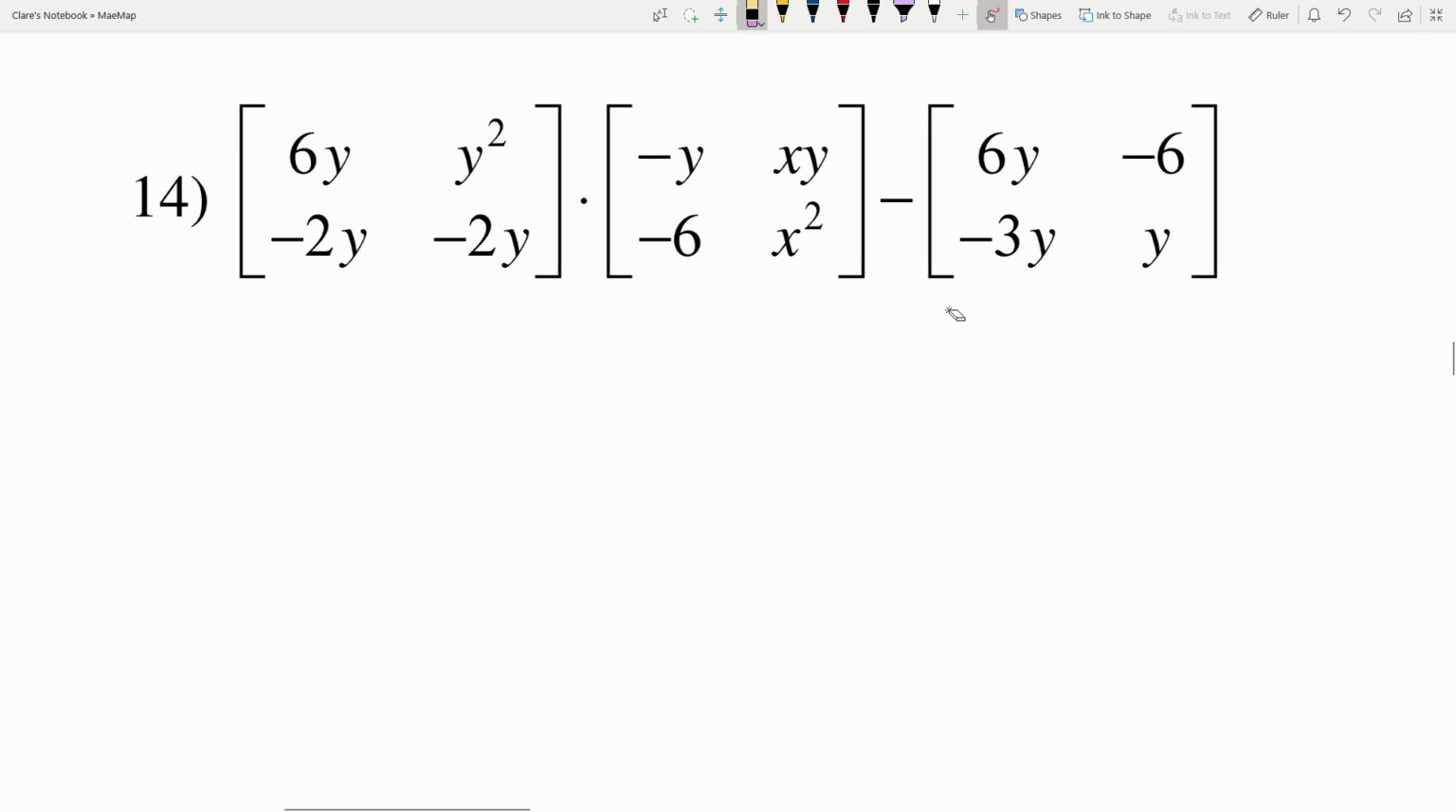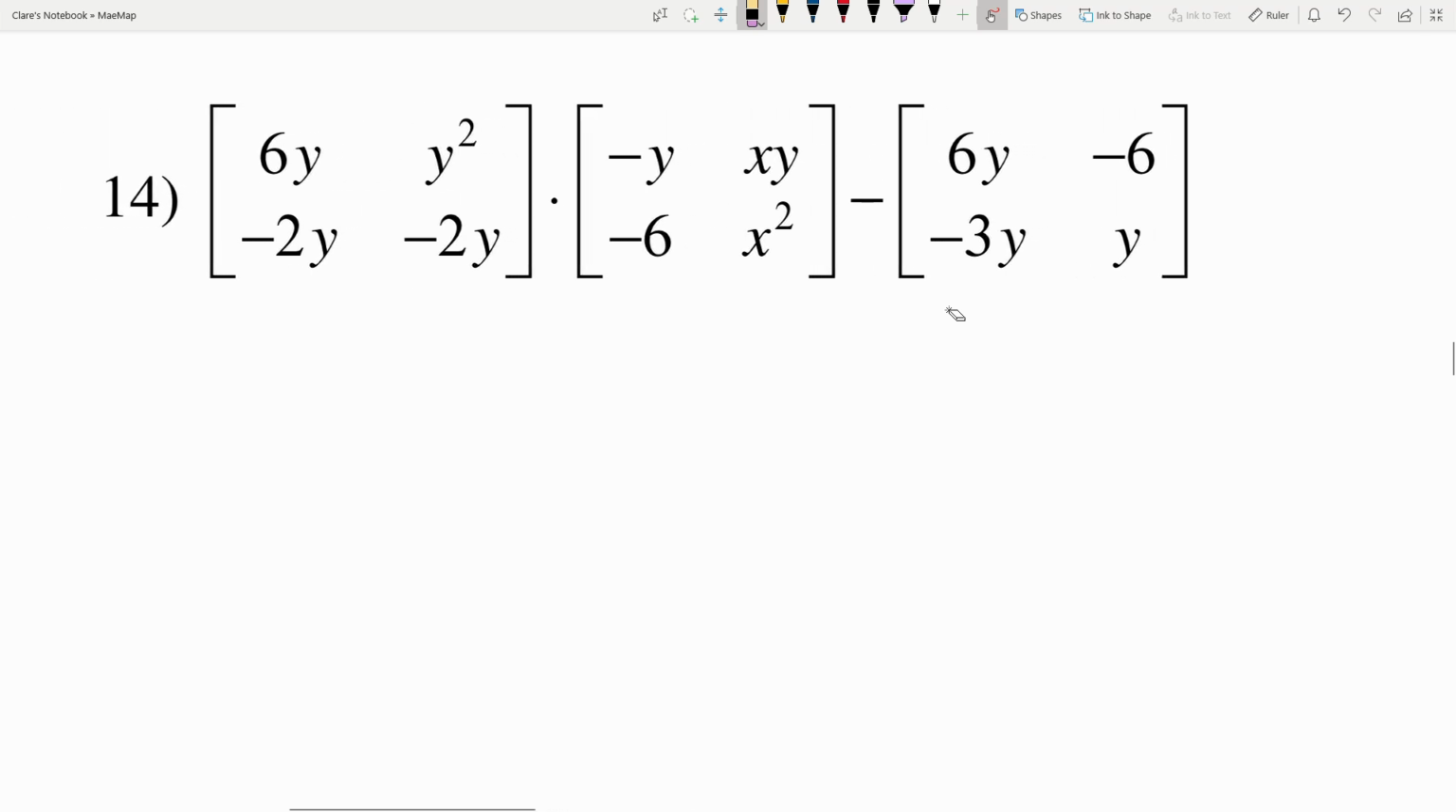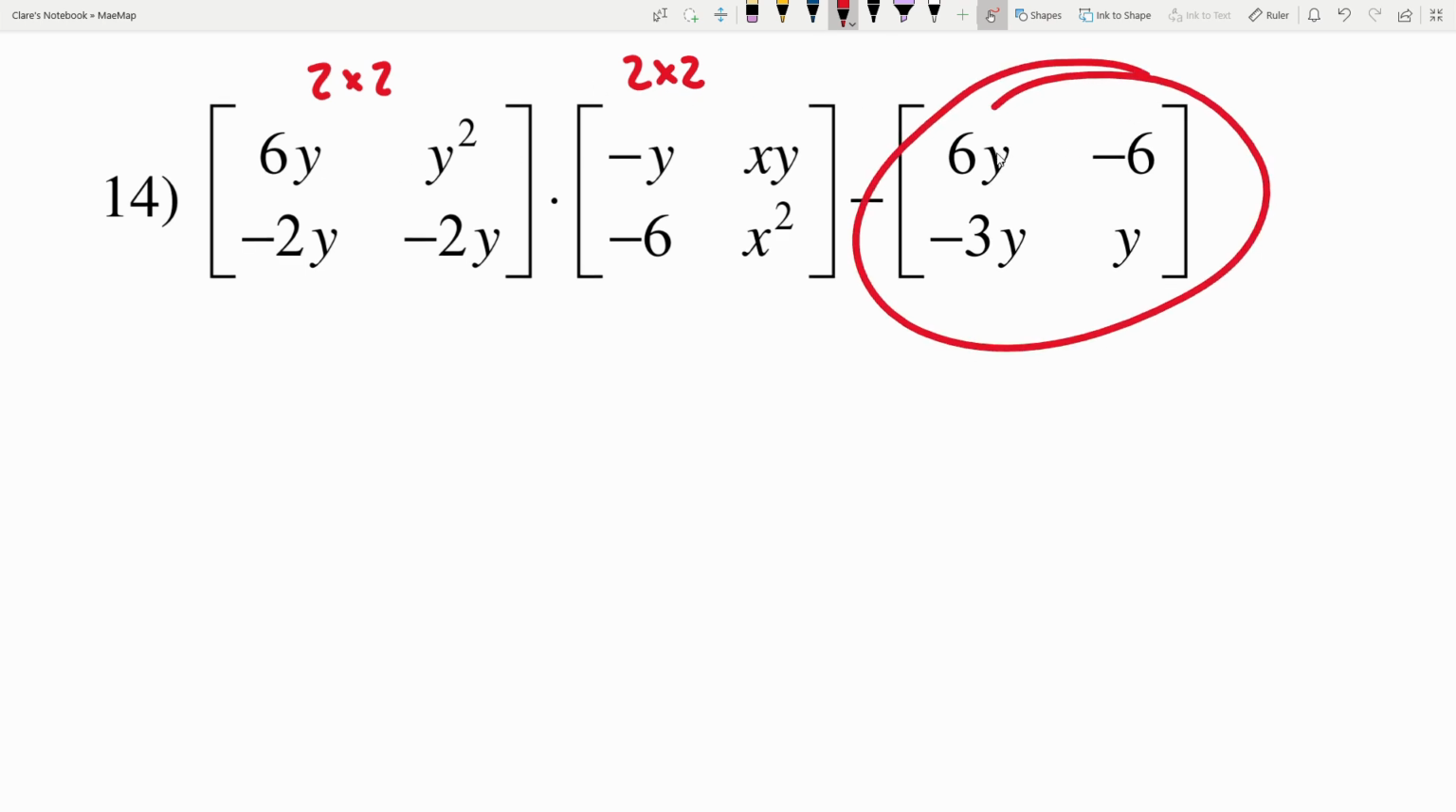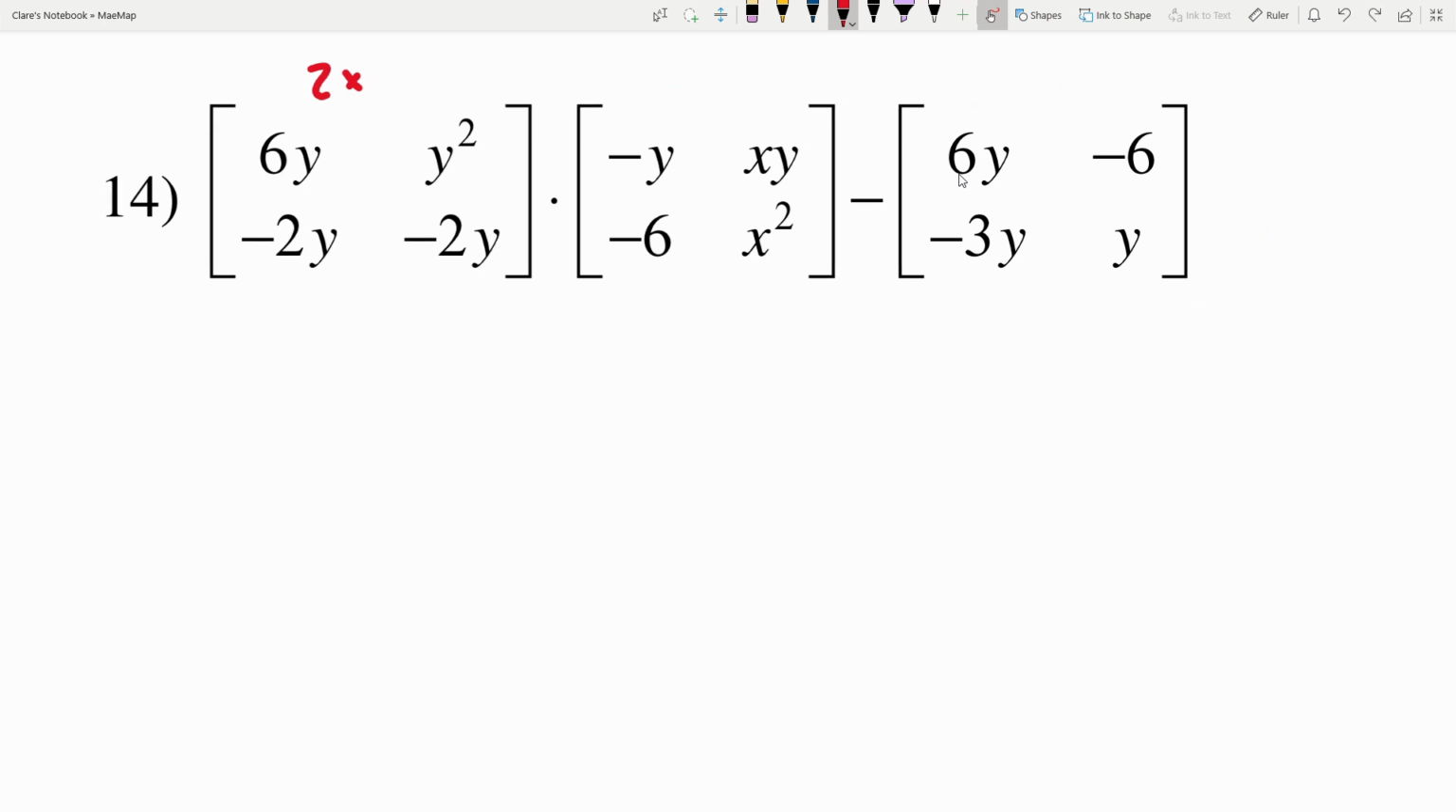Now, moving on to number 14, the last one that I have to do computationally. So, first we're going to multiply, and then we're going to subtract. So if we have a 2 by 2, and we're multiplying that by a 2 by 2, the result is a 2 by 2, and I can indeed subtract a 2 by 2 and a 2 by 2. So let's go ahead and complete number 14.